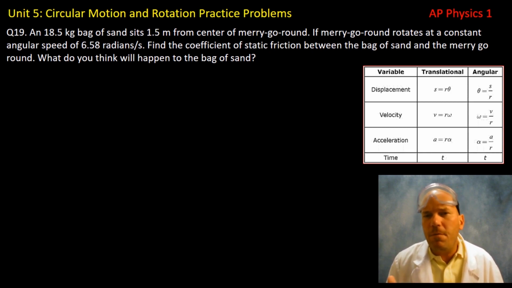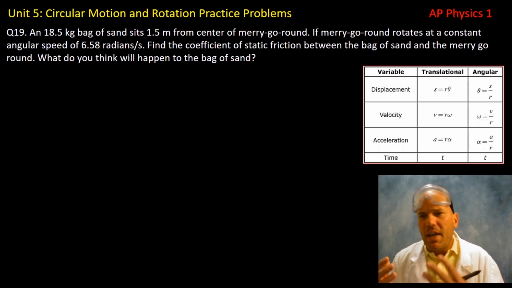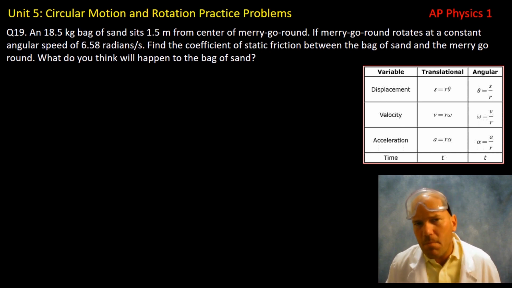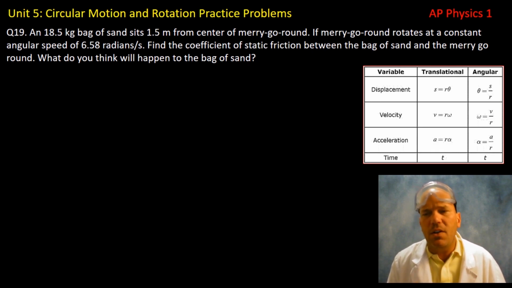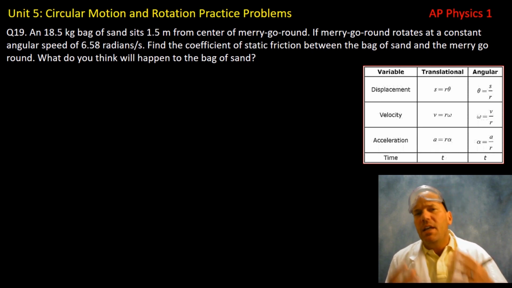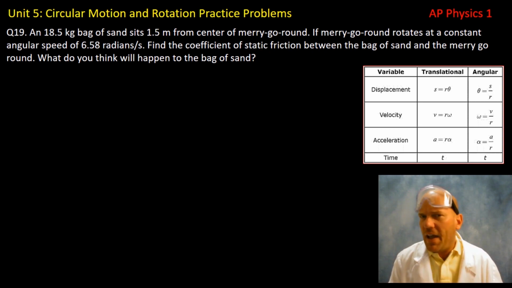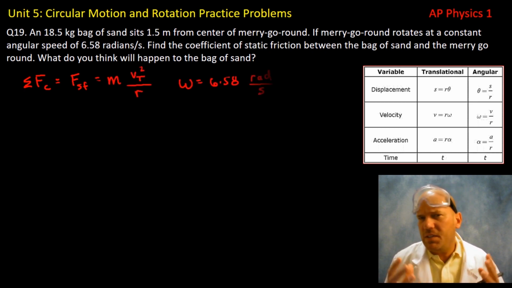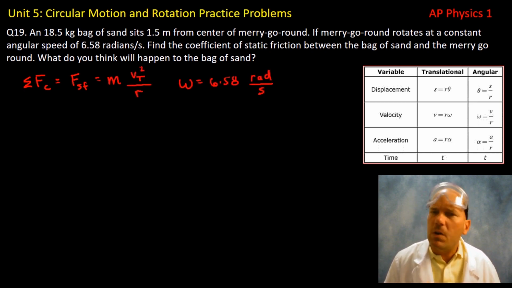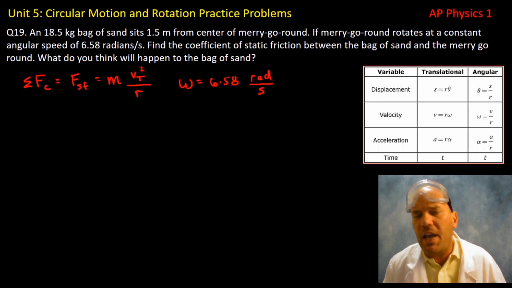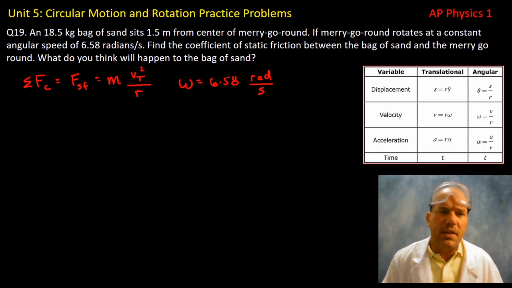So I would like to reference the table to help you convert between translational and angular quantities. Remember, to get an angular quantity, all you're doing is taking the translational quantity and dividing that by the radius. So, first question is, what is the centripetal or inward force? In this case, it's the force of static friction. And so we're going to set the force of static friction equal to mass times centripetal acceleration.